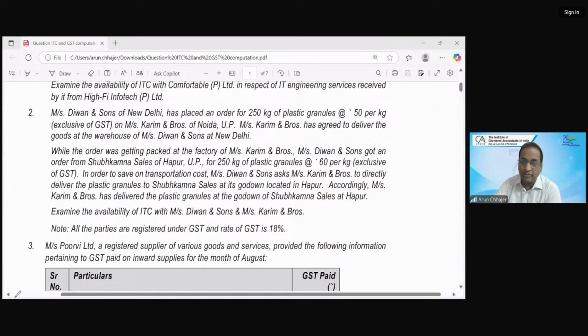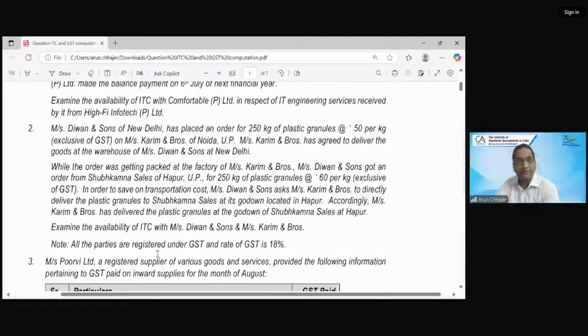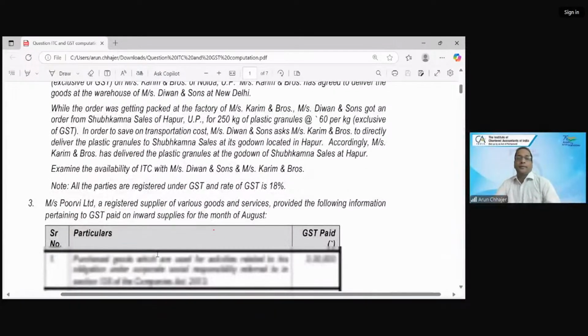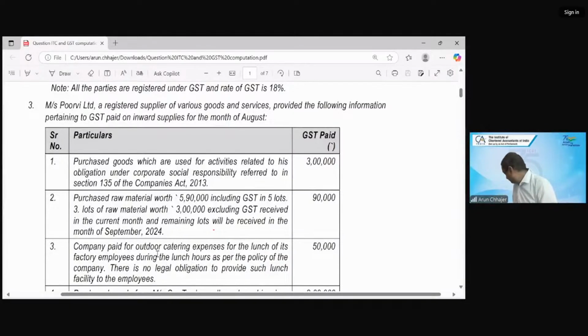Shall we move to the next question? Messrs Purvi Limited, a registered supplier of various goods and services, provided the following information pertaining to the GST paid on inward supplies for the month of August.